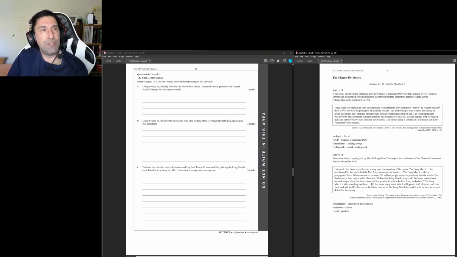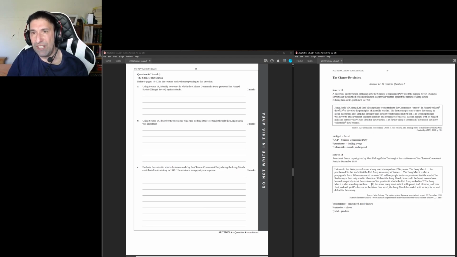So this question here, using source 13, identify 2 ways in which the Chinese Communist Party protected the Jiangxi Soviet against attacks. Okay, so you got source 13 here. It is a historian's account of the Jiangxi Soviet and so forth, the encirclement campaigns it looks like. And once again, you just list 2 direct quotes from here, okay, in source A. And this doesn't look too hard at all.